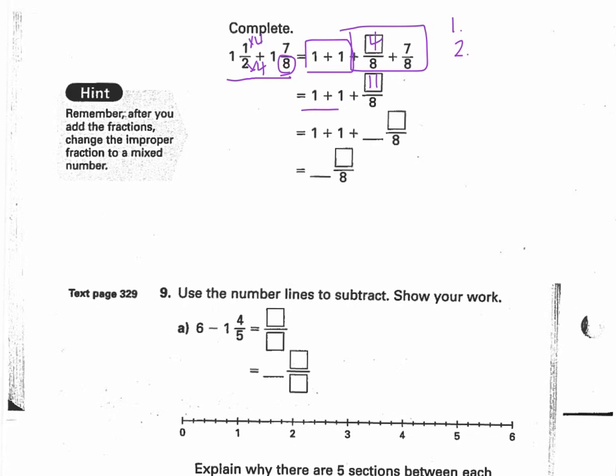Now I have 1 plus 1 plus 11/8. I need to make 11/8 into a mixed fraction. How many times does 8 go into 11? It only goes once. And I have 3 left over. 1 3/8. Now I can add. 1 plus 1 plus 1 is 3, and the fraction is 3/8.